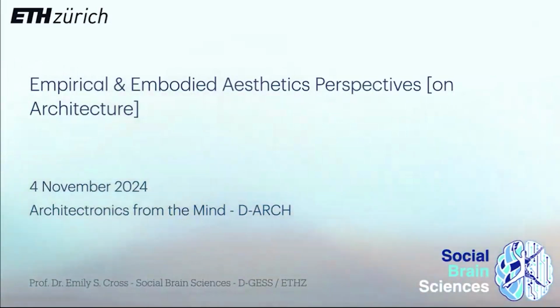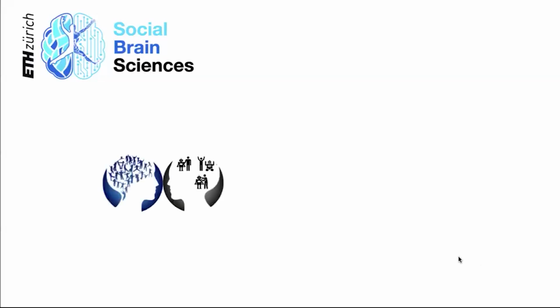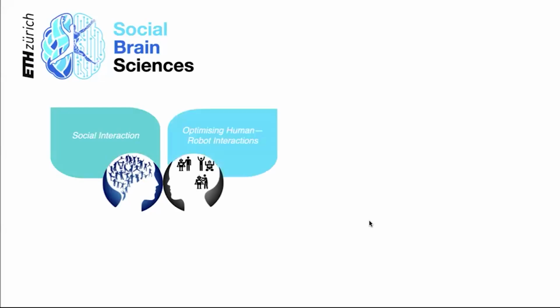I'll just start with a very brief overview of what we do in the social brain sciences group at ETH. So this is the research group, Social Brain Sciences, and our aim is that we're really interested in how we perceive other people, but also how we perceive other social agents that we see in this world. So talking a lot about artificial agents, robots, avatars. We focus a lot of our work on social interaction, as well as how we might optimize social interactions with embodied artificial agents like robots.